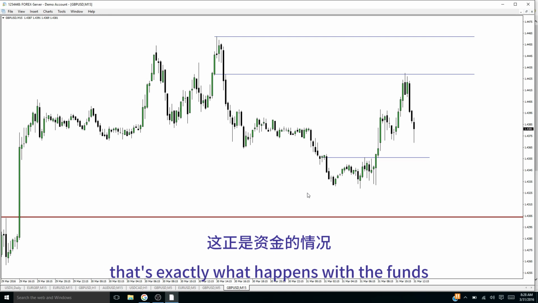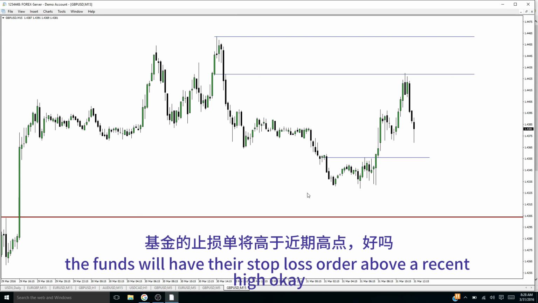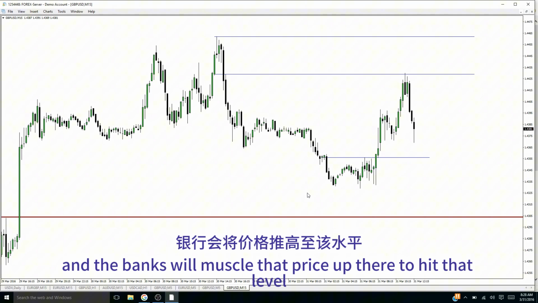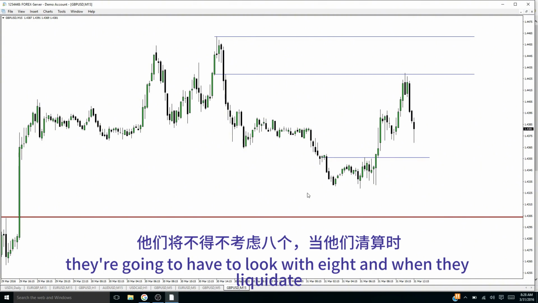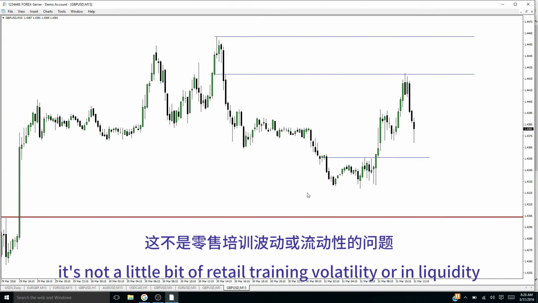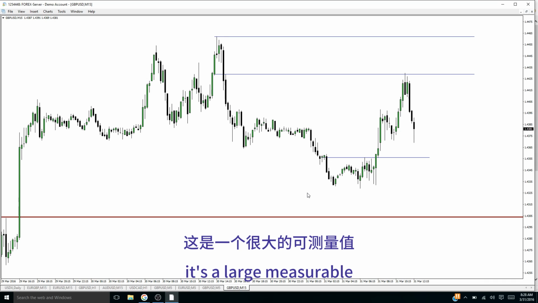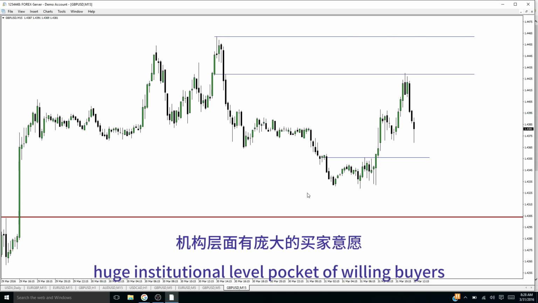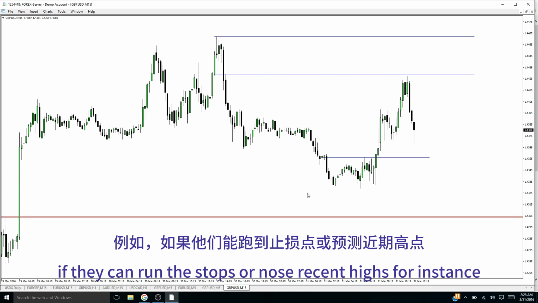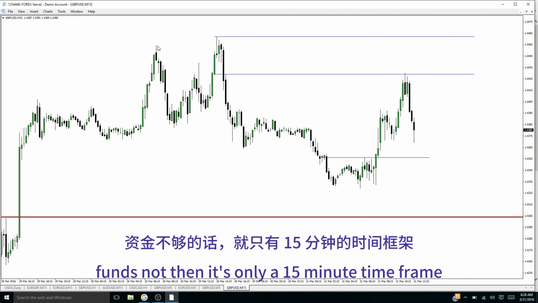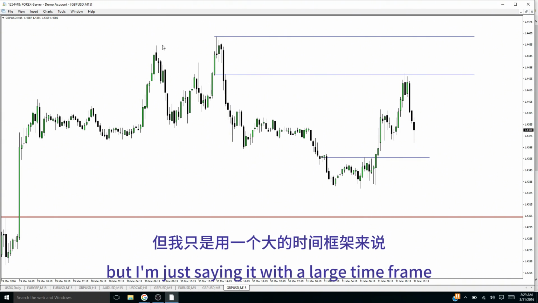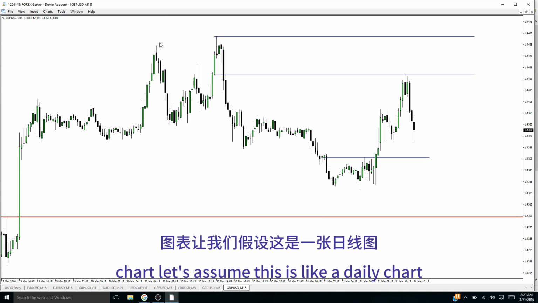And same thing, that's exactly what happens with the funds. The funds will have their stop loss order above a recent high, okay? And the banks will muscle that price up there to hit that level. Once they hit it, they know the funds are going to cough up their guts. They're going to have to liquidate. And when they liquidate, it's not a little bit of retail trading volatility or illiquidity. It's a large, measurable, huge institutional level pocket of willing buyers. If they can run the stops on those recent highs, for instance, like we're seeing here, like this old high here, funds, not that it's on a 15-minute time frame, but I'm just saying on a large time frame chart. Let's assume this is like a daily chart.